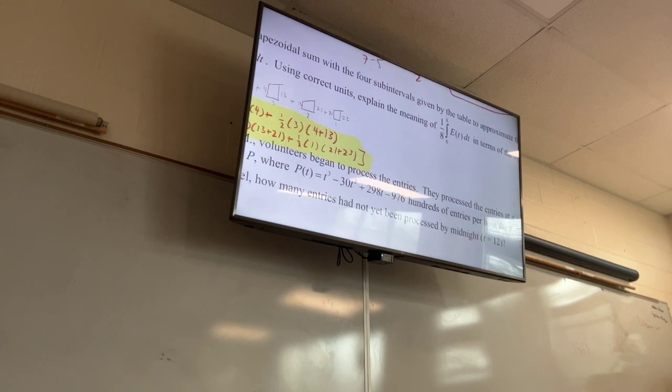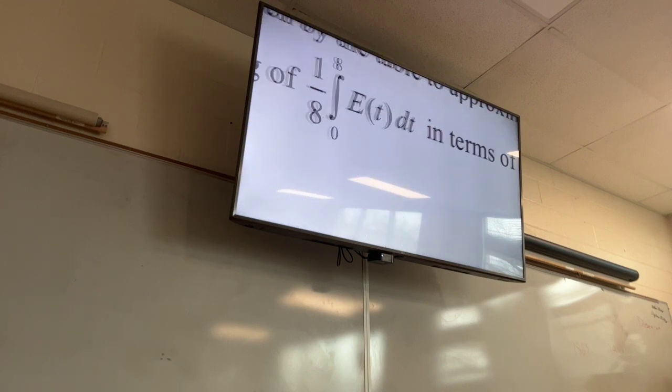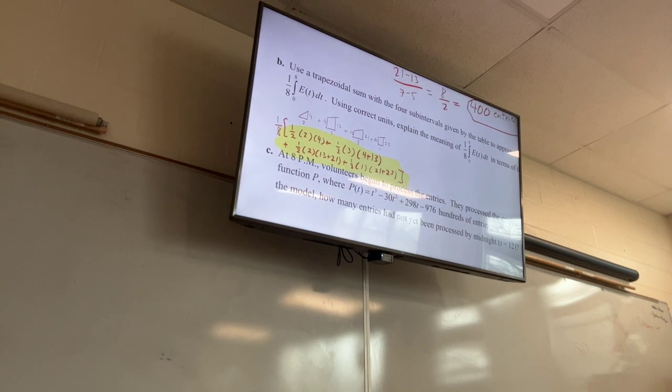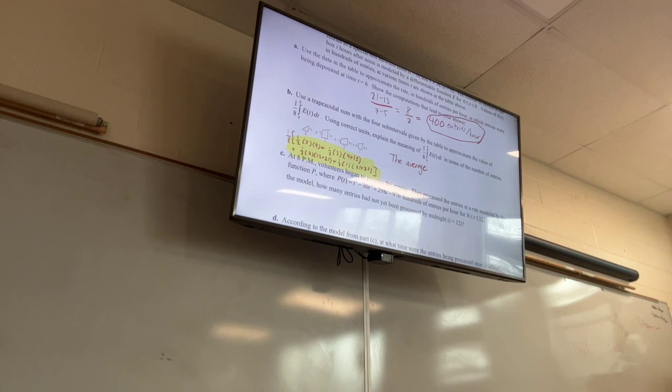And then, using correct units, explain the meaning of this integral. What formula does this look like? Taking an integral and then multiplying by 1 over the difference of the top and bottom numbers. What is that? Average value, okay? So the average number of entries present in the box during the 8-hour period.